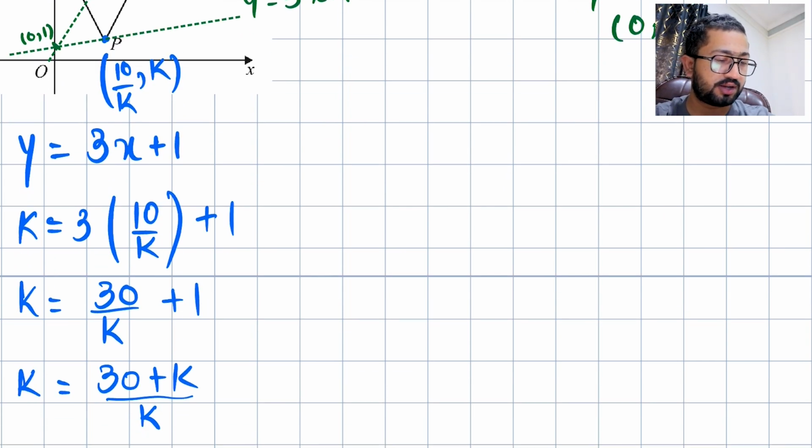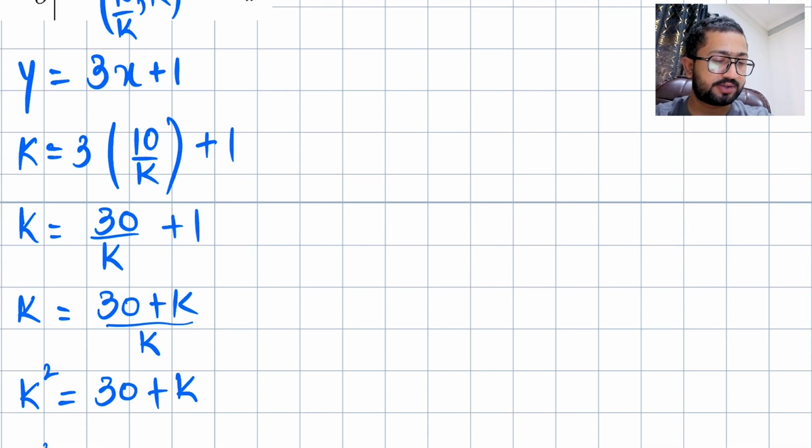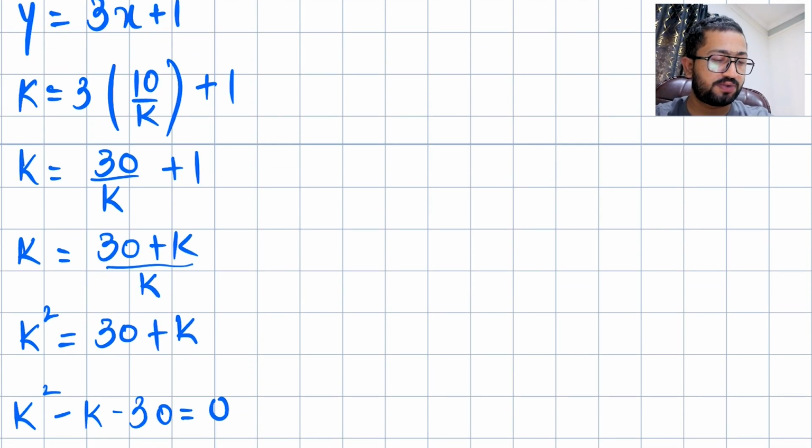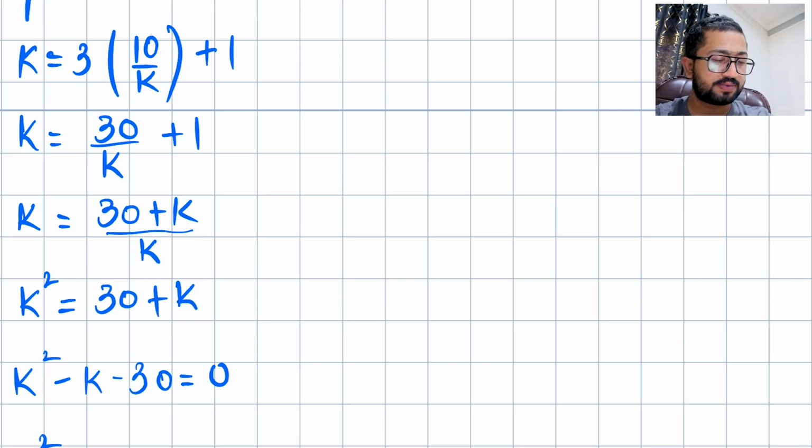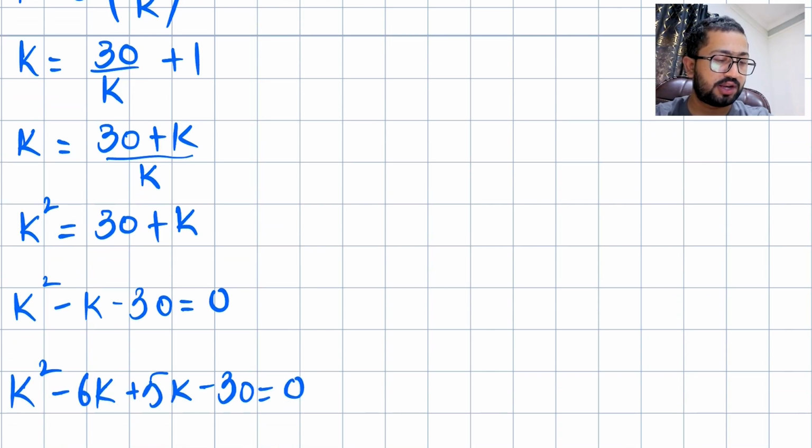Any issue? I don't think there is an issue about algebraic ideas. So let's make it a quadratic and find the value of k. I think it can be factorized: minus 6k plus 5k. So you can figure out the value of k.